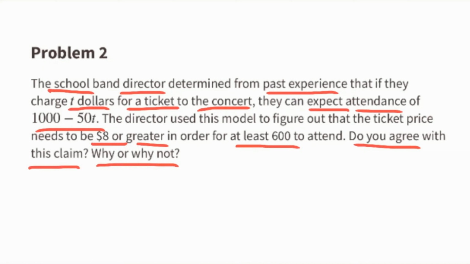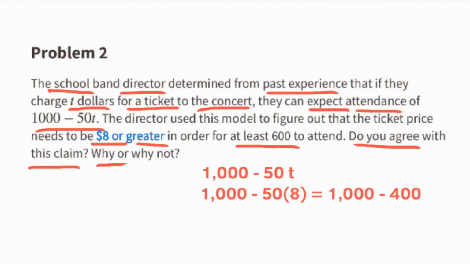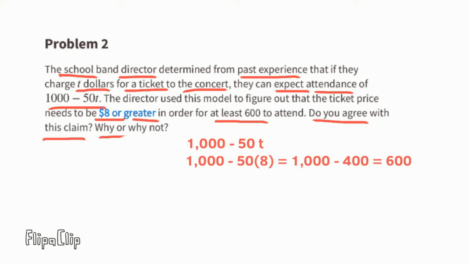Why or why not? The band director is using the model 1,000 minus 50 times T, and T is the price of the ticket. So in this case, we can substitute T with $8 or greater. We can test this model out by substituting T with $8 and then substituting T with a larger amount. When we substitute T with 8, it now reads 1,000 minus 50 times 8. 50 times 8 is 400, so it reads 1,000 minus 400. And 1,000 minus 400 is 600. So far it checks out.